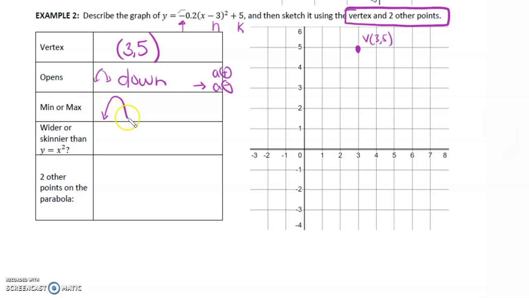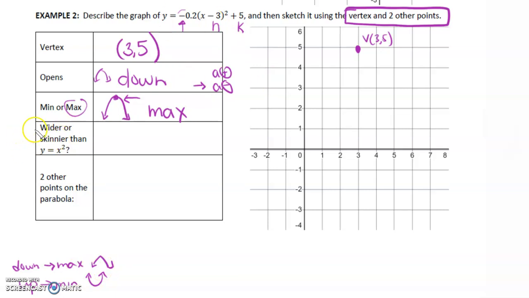And when we look at a parabola opening down and the vertex being here, is this vertex the maximum, so the highest, or is it the minimum, the lowest? Okay, this for sure is a maximum. If you want to make a little note, if the parabola opens down, it's always going to be a max because it's always going to look like this. If the parabola opens up, it's always going to be a min because it's always going to look like this.